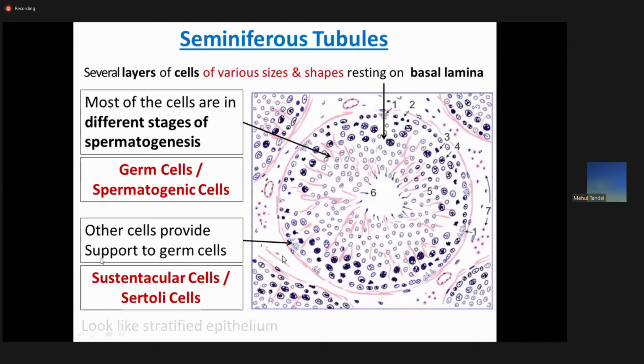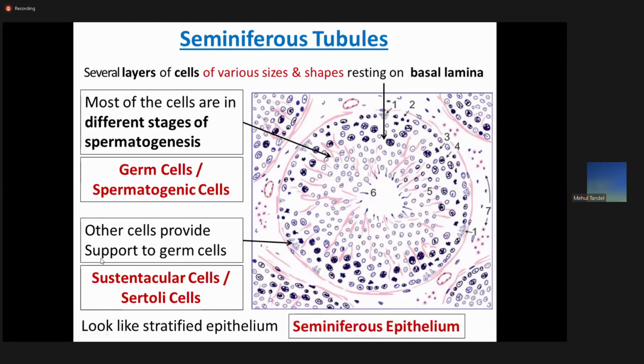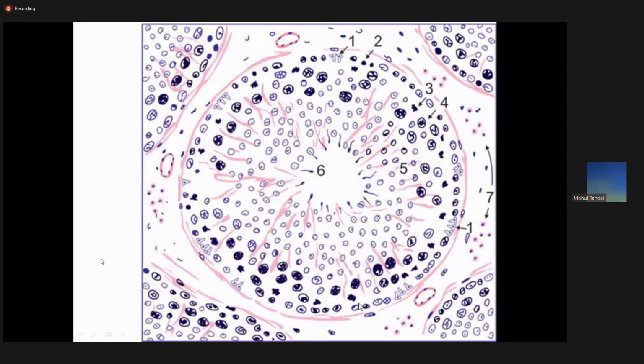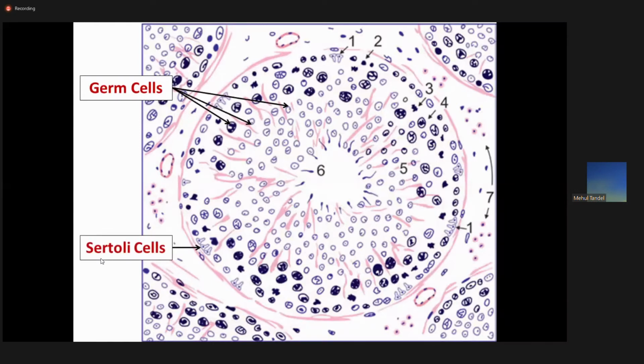It looks like a stratified epithelium, and that's why it is also known as seminiferous epithelium. So this wall of the seminiferous tubule looks like a stratified epithelium. You can see all these are germ cells in different stages of development, and these are the nuclei of Sertoli cells.